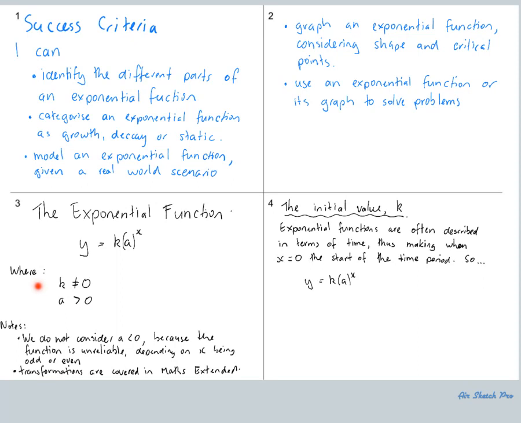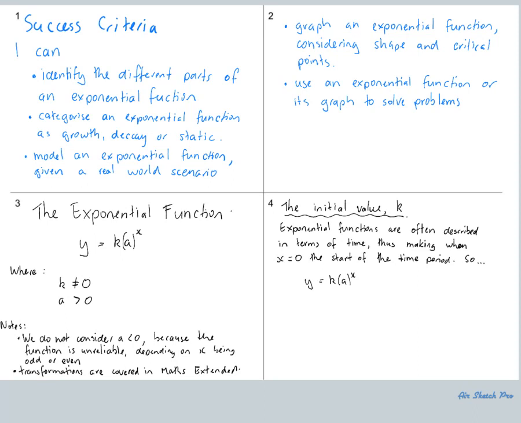There are a couple of conditions: k is not equal to 0. I'm hoping that makes sense, because if k was equal to 0, then you just have y equals 0. It's not that you can't do it, it's just that it's boring. And the other condition is that a must be greater than 0.